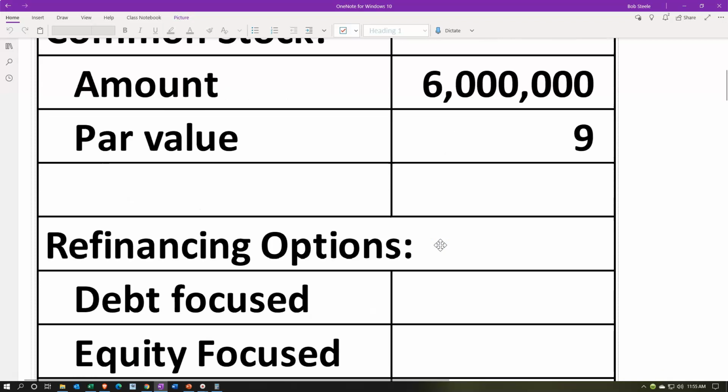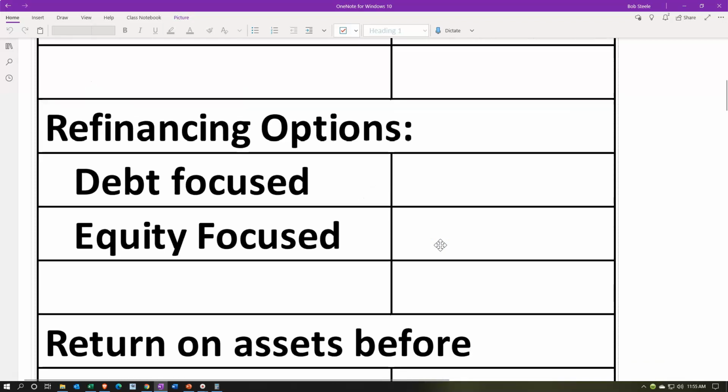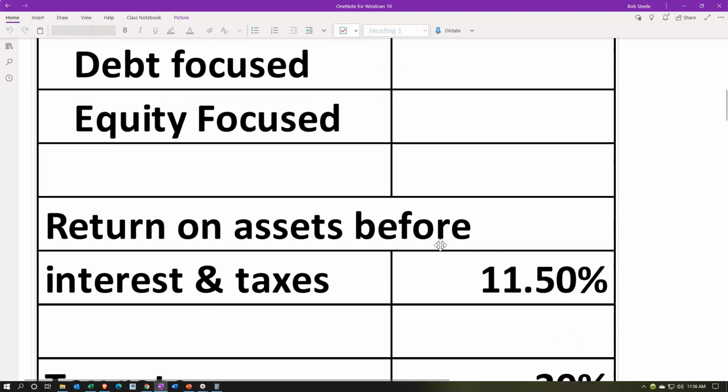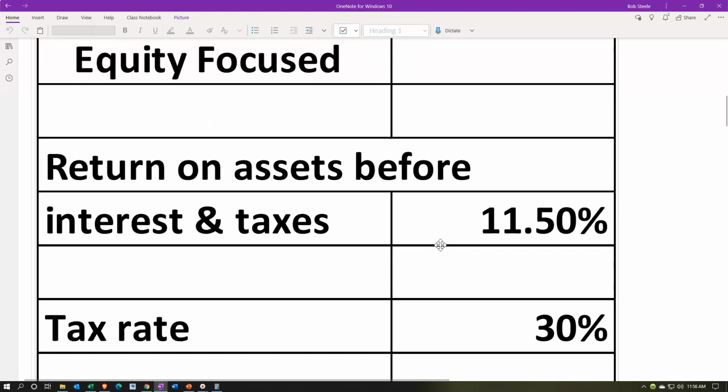So then we're going to have the refinancing options. One going to be more focused on debt, so we're going to lean our financing of the assets more towards debt, whereas the other more focused on equity, leaning the financing of our assets then towards equity financing. So the return on assets before interest and taxes, the return that we're getting on the assets, so that's why we have assets in the company, because we're getting a return on those assets.